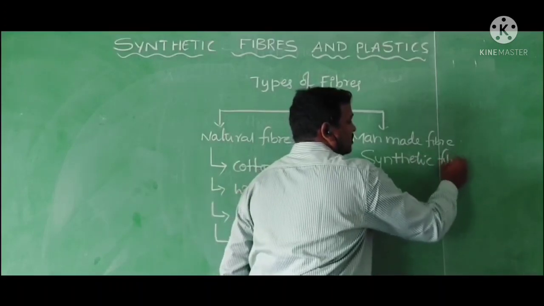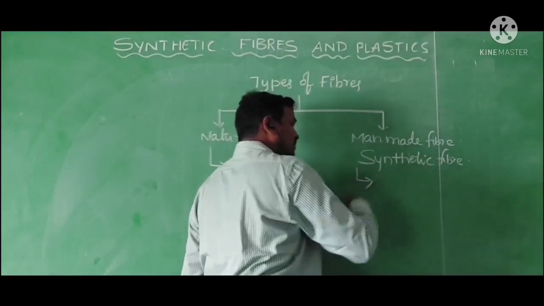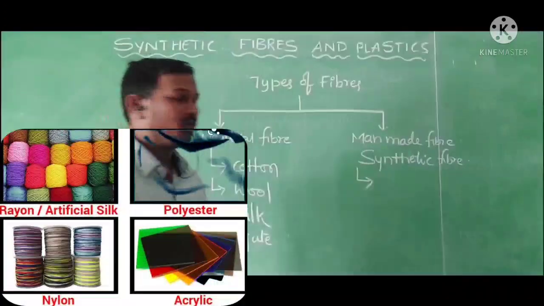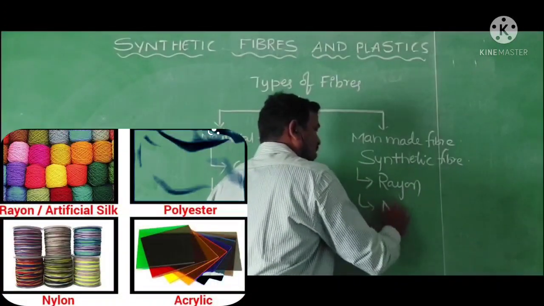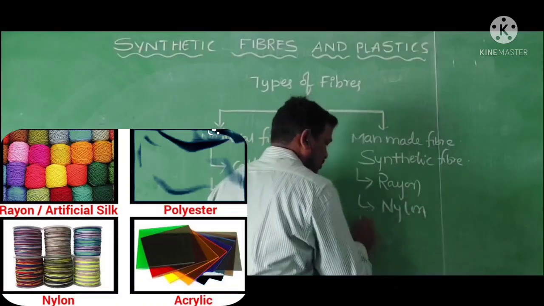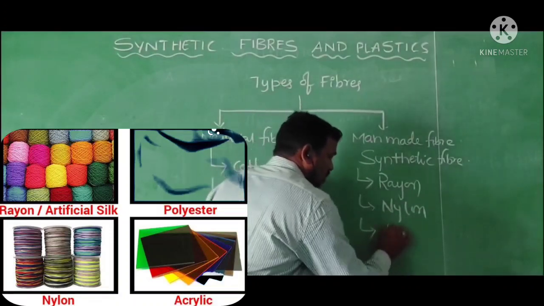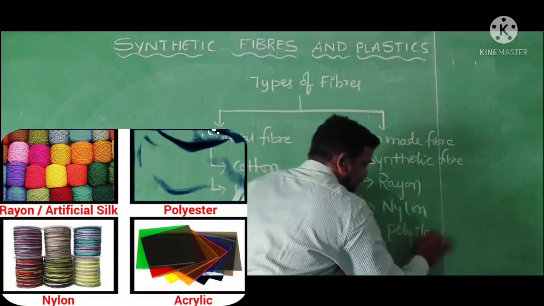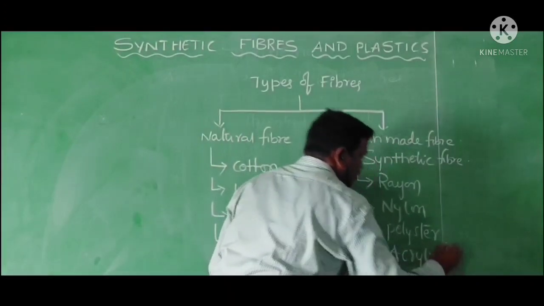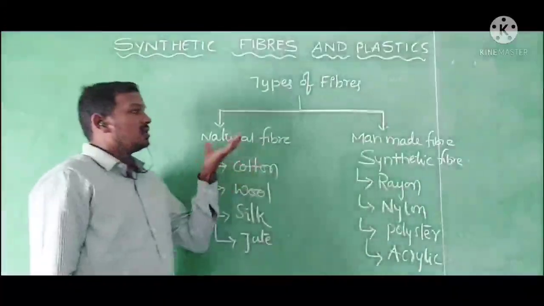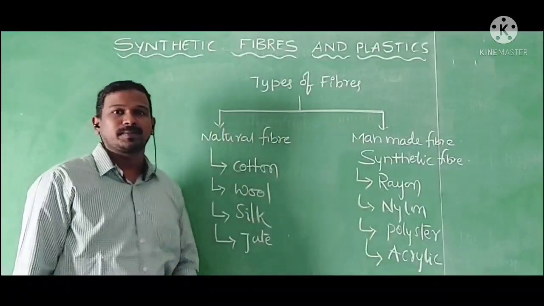Synthetic fiber. There are 4 types of synthetic fibers. One is rayon, nylon, polyester, and the 4th one is acrylic. Okay, so this is about the types of fibers.